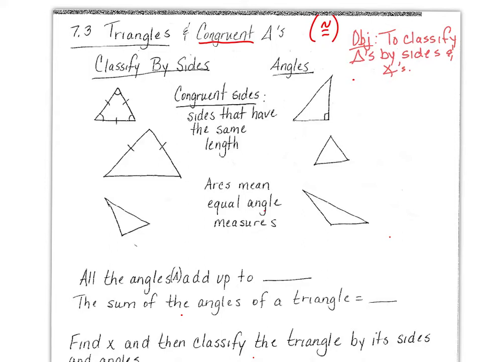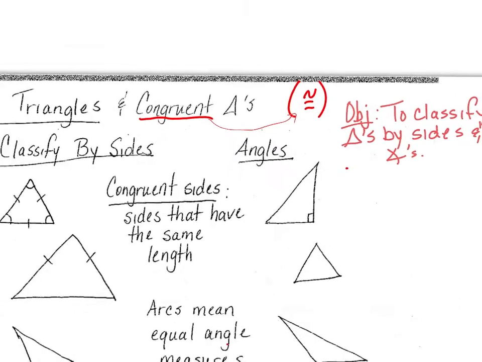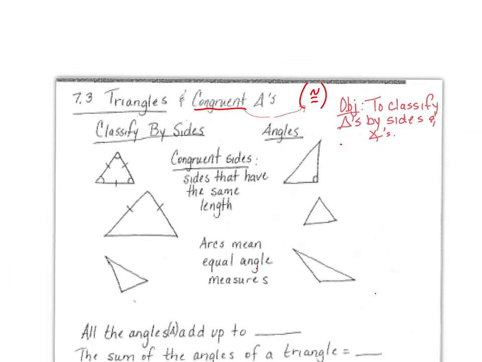We are going to be talking about triangles and congruent triangles. Remember, this symbol right here means congruent. If one angle is congruent to another, and one of them's 50, the other one's 50 degrees. Congruent means they're equal measures. Okay, so today you're going to be able to classify triangles by their sides and by their angles.